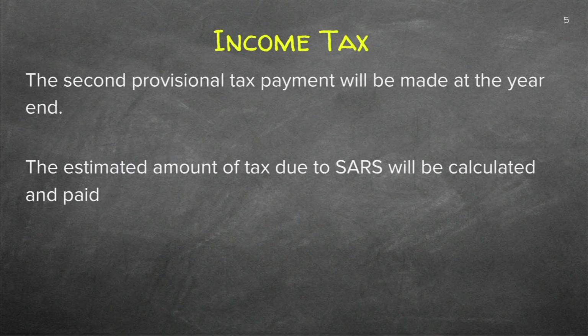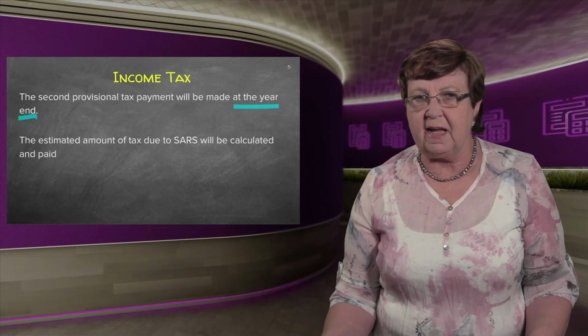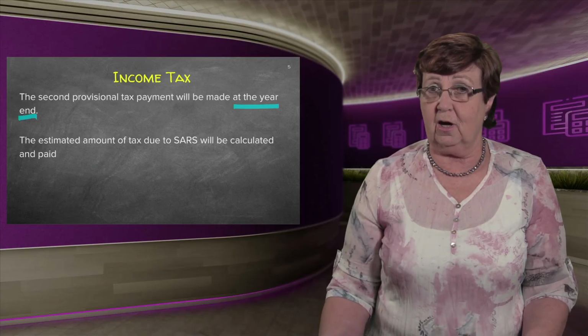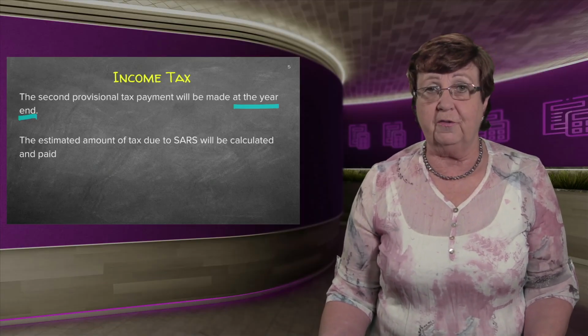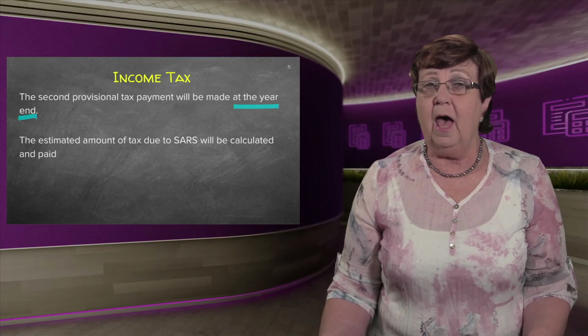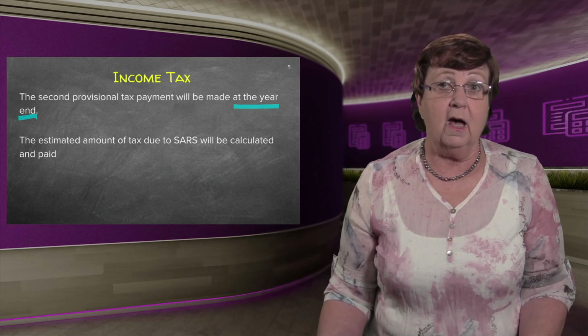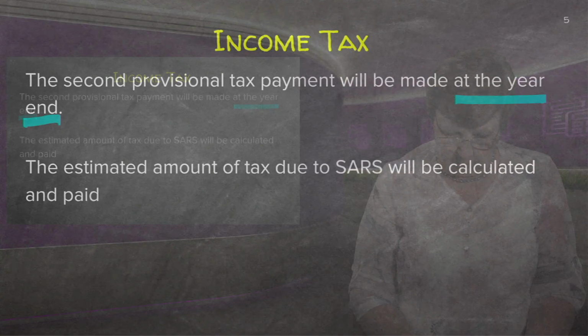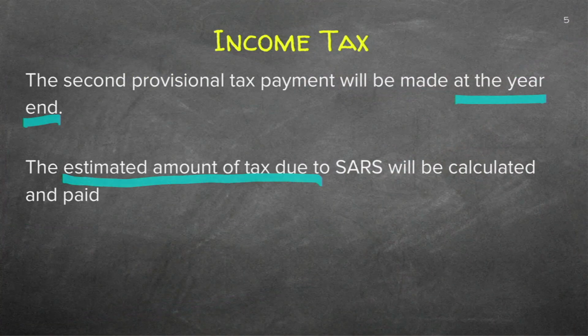The second provisional income tax payment will be made at the year end. So 2 or 3 days before the end of the financial year, we will make another payment to SARS, because we have now got a very good estimate of what our net profit will be for the year. And so we can calculate how much tax we owe to SARS. And so we have estimated the amount of tax due to SARS, and we will now make this payment.